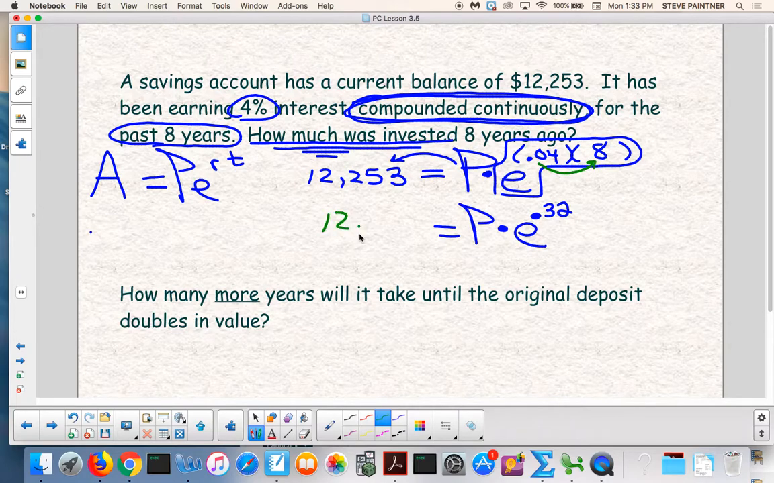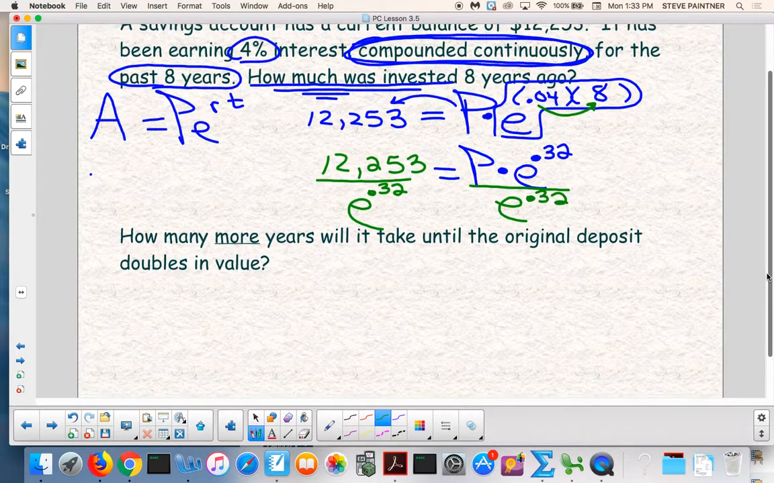Okay. Here's why I said I don't care what it is, because I'm not going to write that big number down. I'm just going to do this. I'm going to solve for P by dividing by what? e to the power of 0.32. That's what I'm going to do. Okay, and this gives me the initial investment. How much money did I put in the bank 8 years ago?